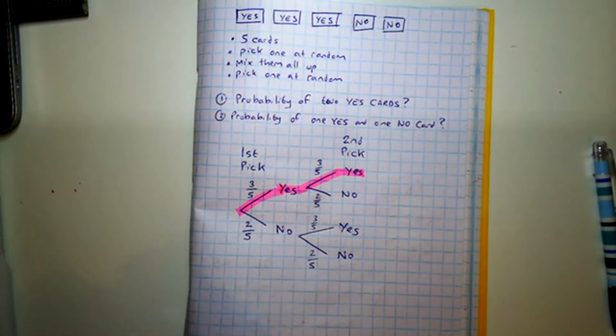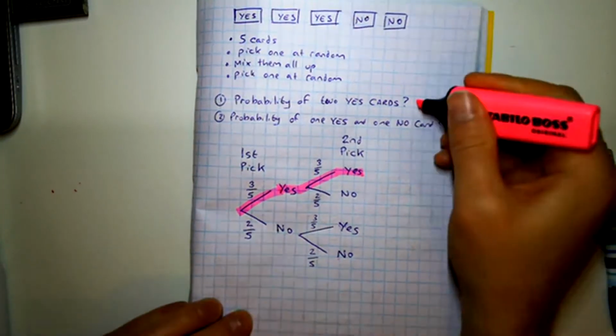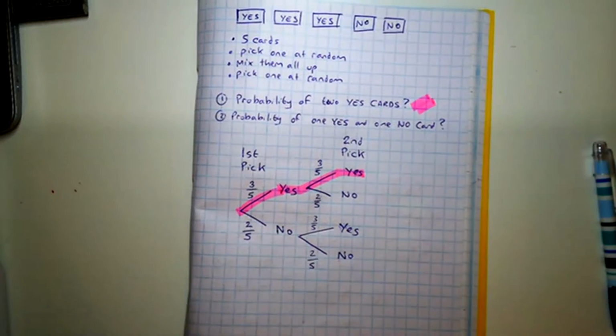So that is for number 1, what can happen. Now, I don't just want to highlight how it can happen, I want to work out the probability. And to work out the probability, we multiply the probabilities on the line.